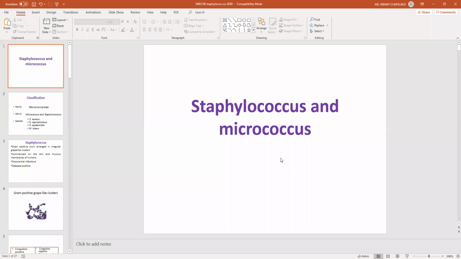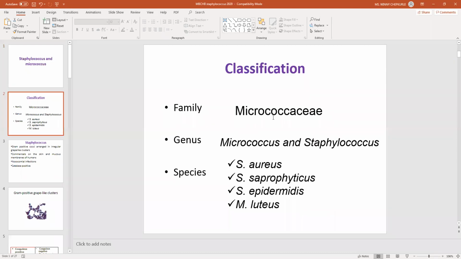So today we are going to cover staphylococcus and micrococcus, which are really key. I'm sure you've covered this when you're looking at normal flora, and you were told that staphylococcus and micrococcus are mainly found as normal inhabitants of either the skin or even the mucosal surfaces. So that's how the staphylococcus and micrococcus are classified.